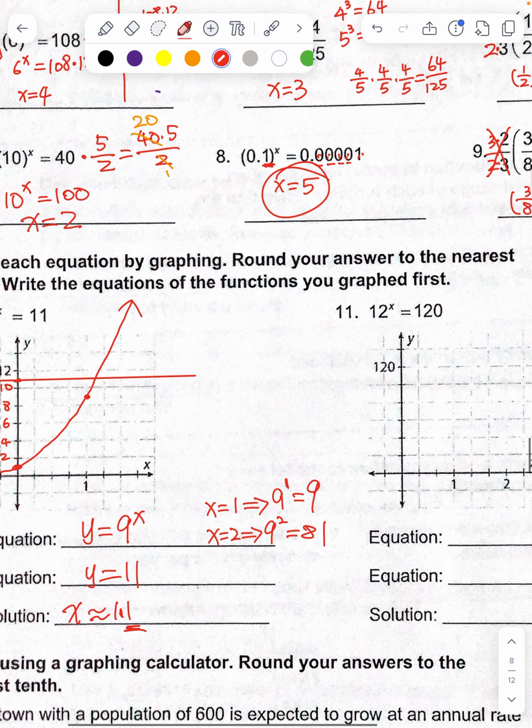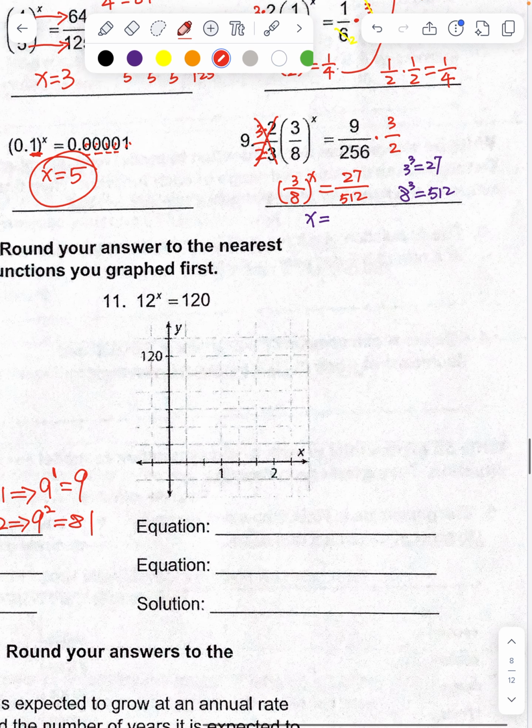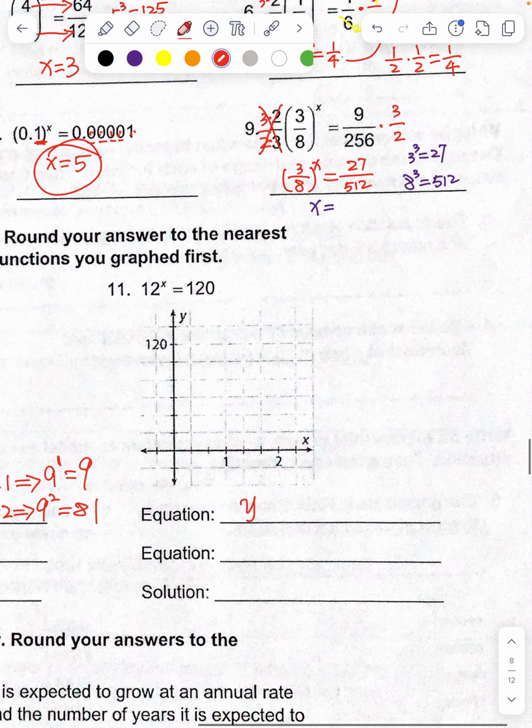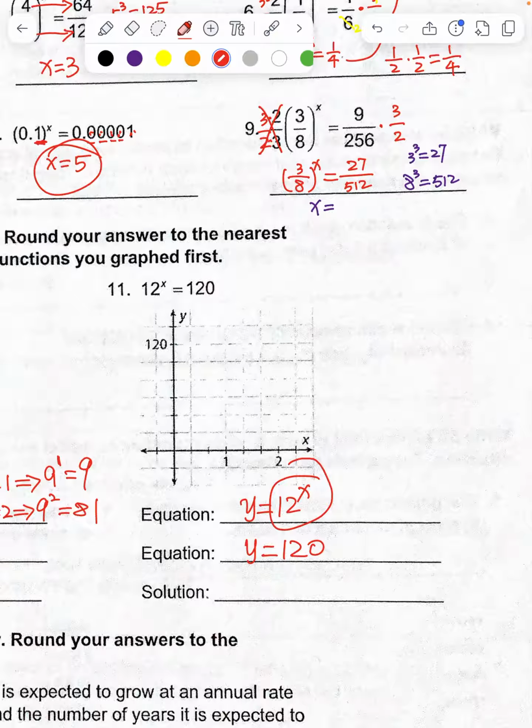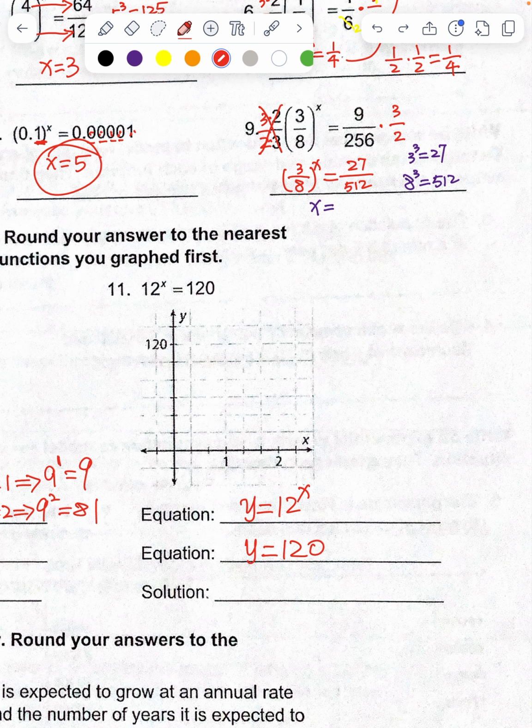Okay. Number 11, again, we're going to write out y equal to 12 raised to the x power. Another equation, y equal to 120. The first point is going to be when x equal to 0. When x equal to 0, the y value is 1.